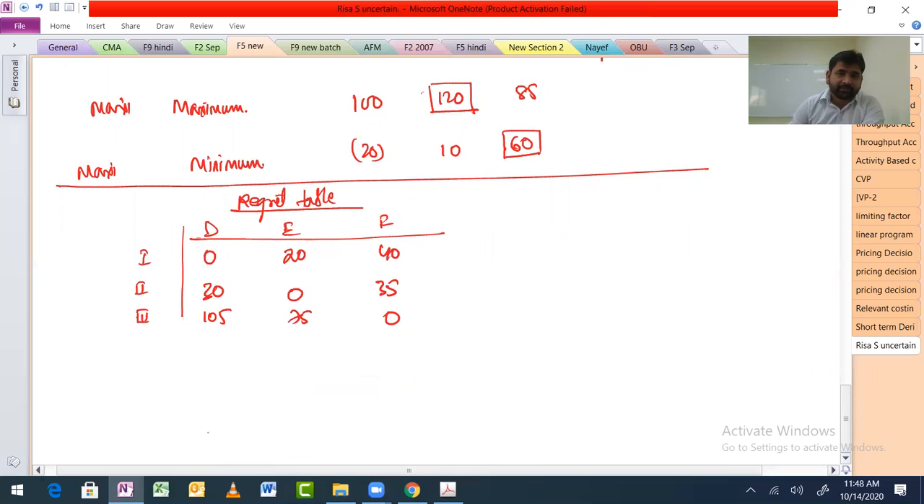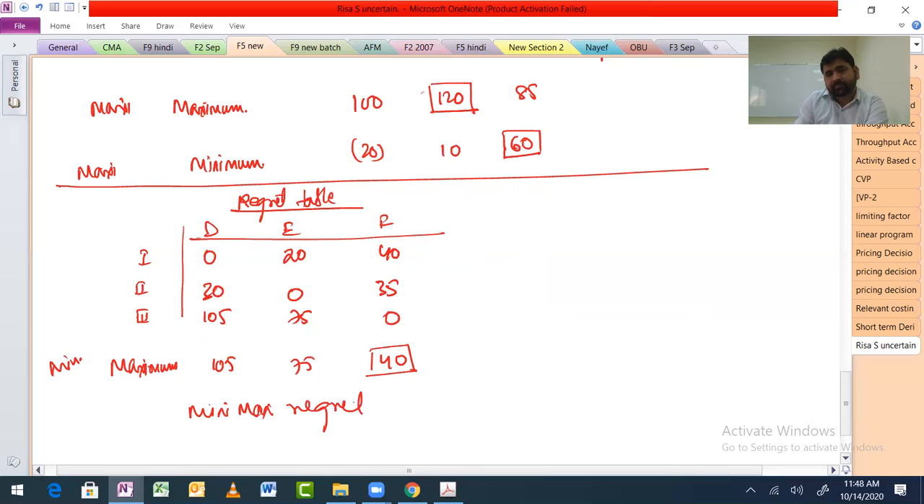Okay. Now, what do you want to do with the regret? You want to minimize the maximum regret. So find the maximum. This is 105, this is 75, and this is 40. Minimize it, so 40 is the answer. That is minimax regret. As per that, you will also select project F. Are we fine with this?